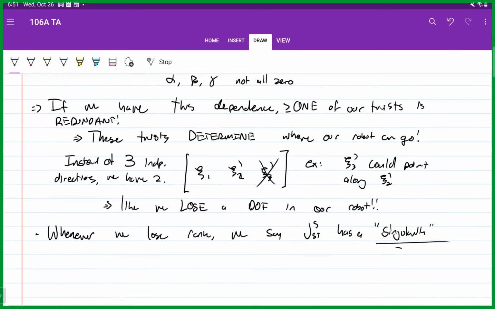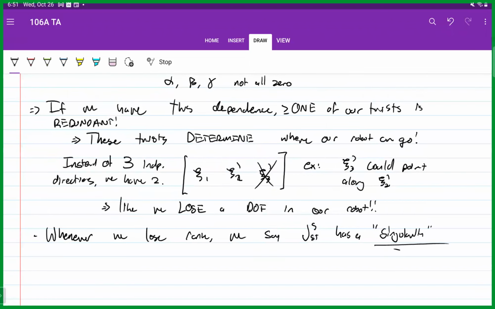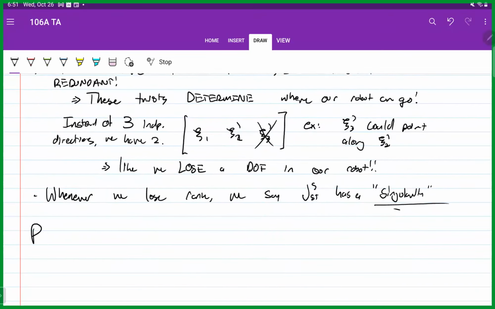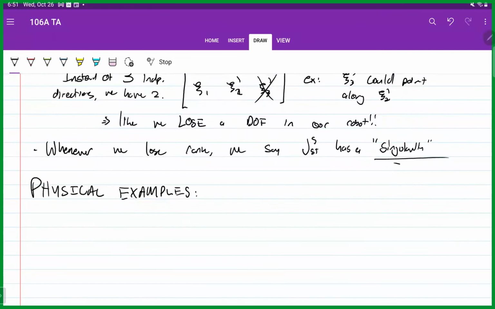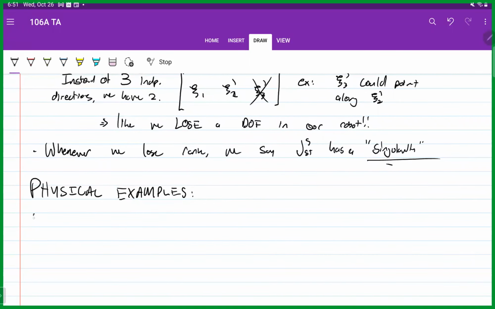Okay, cool. So let's see a couple of physical examples of this, and maybe we'll get a sense for what it means to have these velocities pointing in the same direction. A super simple example that we could come up with is this one: two collinear revolutions. This is the simplest kind of singularity that we could get.